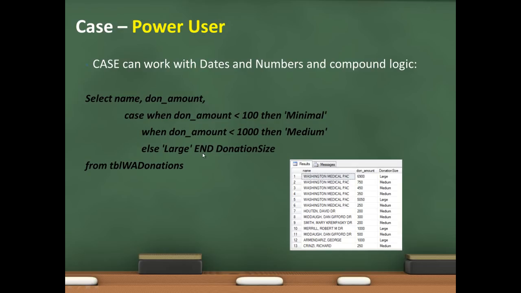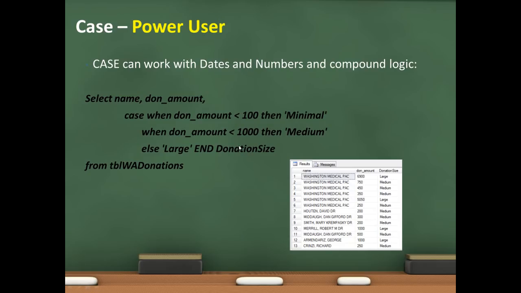And this is going to be considered a derived column. So you'll always have to give it a column header at the end. So notice here's the output that I would get from our table. I have the donation amounts in here, and over here on the right hand side it just has the word large, medium in here. So do we have a minimal in here? Nope, we don't have a minimal donation. So nothing in here that's less than $100, but that's what that would have caught.